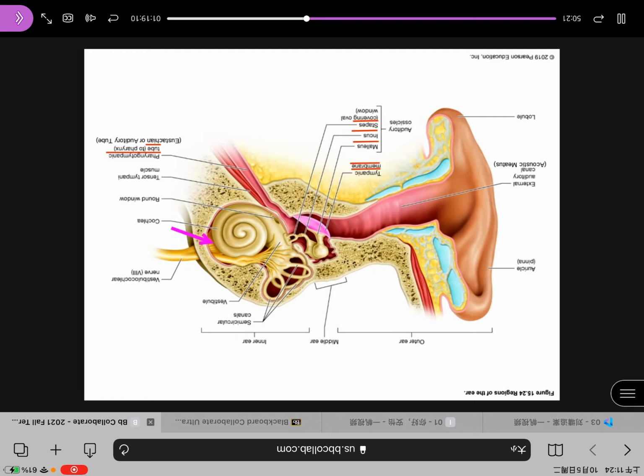Let me fix it a little. Right there. You see a nerve branch, kind of thick, coming to the cochlea? That is the nerve branch known as the cochlear nerve, which supplies the cochlea. The cochlear nerve is the nerve that's important for the sense of hearing. So when we say the vestibulocochlear nerve, we have two parts. One part is the cochlear nerve that supplies this cochlea for the sense of hearing.